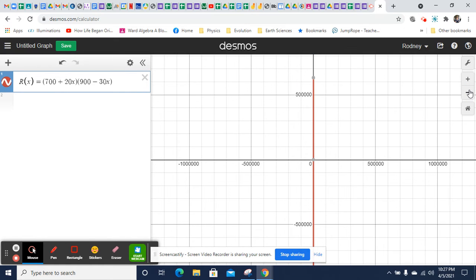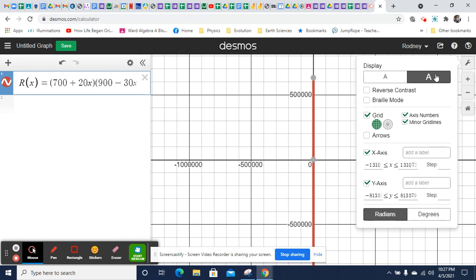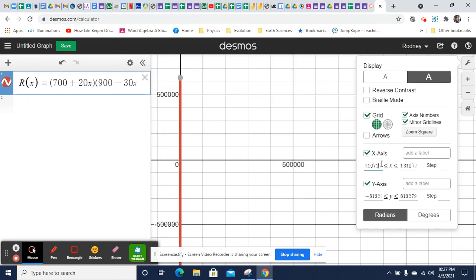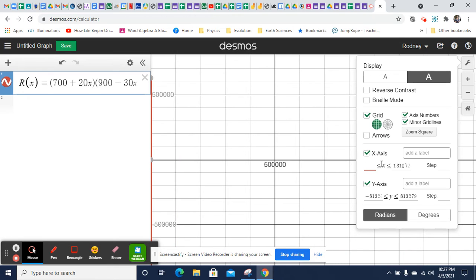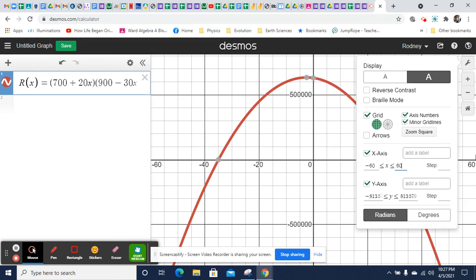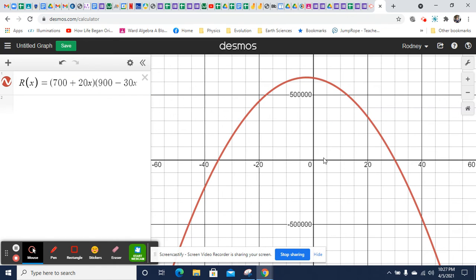Pretty high up there. There it is, right about there. So now I'm going to change some things. I'm going to make it a little bolder, and then I'm going to change the x-axis to negative 60 and 60. And now we can see the whole thing very nicely.